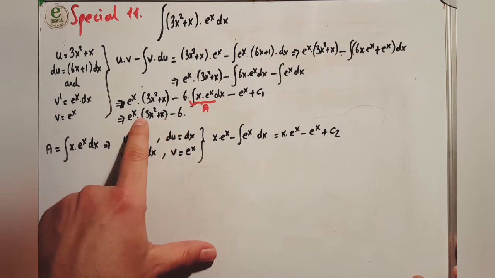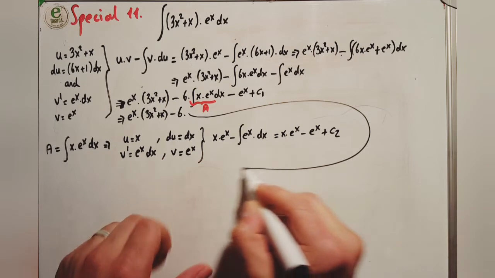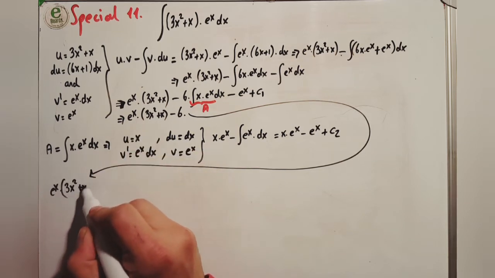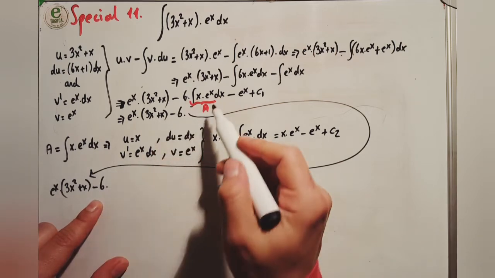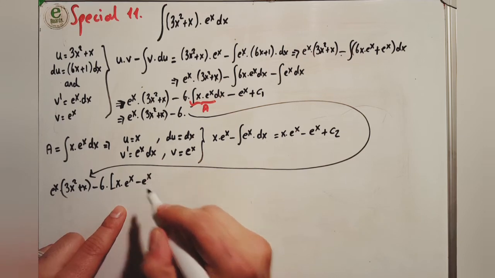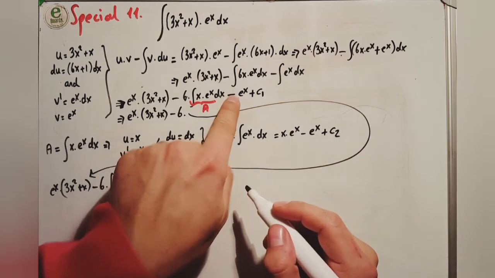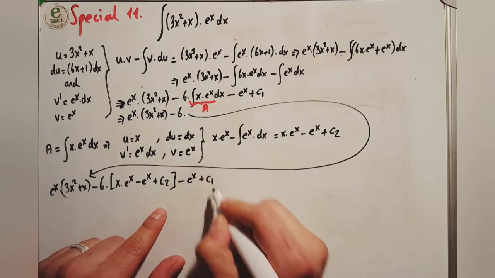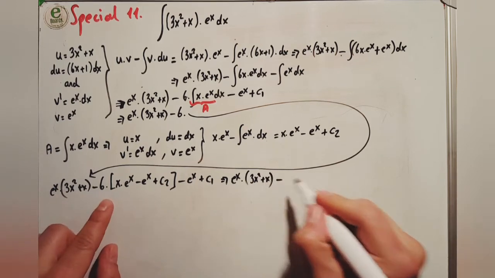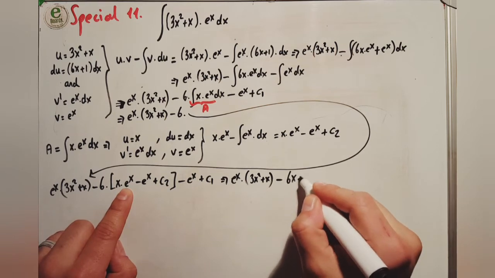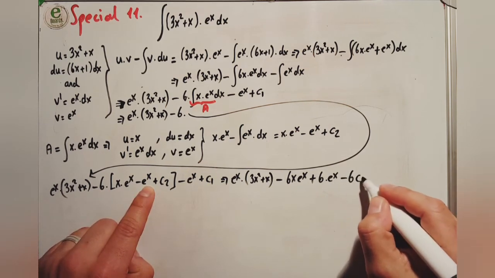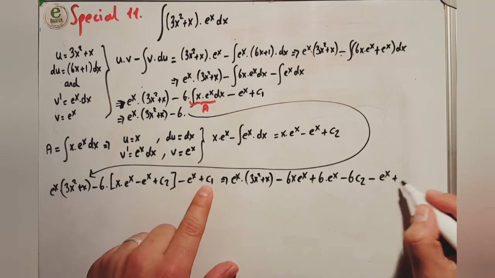And after that, for the general part, let me take the general part here. e to the power of x times (3x squared plus x) minus 6 times A. A is x times e to the power of x minus e to the power of x plus c2, minus e to the power of x plus c1 is equal to e to the power of x times (3x squared plus x) minus 6 times x times e to the power of x, which is 6x e to the power of x, plus 6 times e to the power of x minus 6c2 minus e to the power of x plus c1.